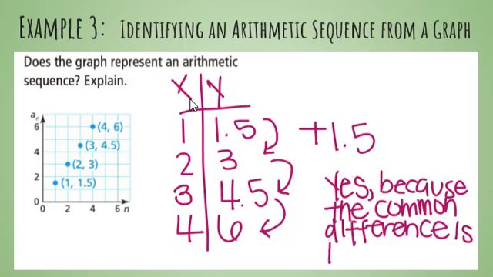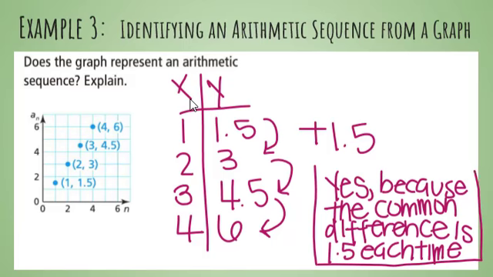It is 1.5 each time. So because each time you have that common difference of 1.5, then it's an arithmetic sequence.